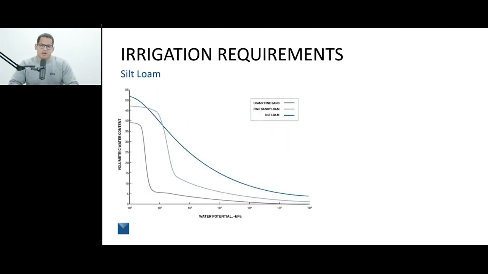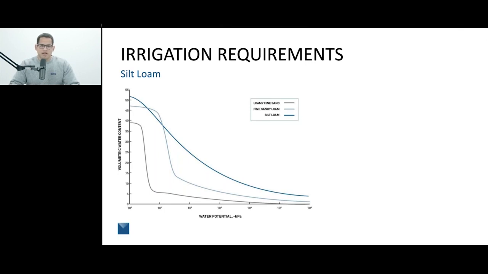So here we're going to dive back into those three examples that we showed earlier with these three different soil moisture release curves. So again, we have our silt loam soil in the dark blue, we have a fine sandy loam in the light blue, and we have a loamy fine sand in the gray. And first, we're going to focus on this silt loam soil. And I'm really trying to stress just how different the water content requirements are for these two different soils.